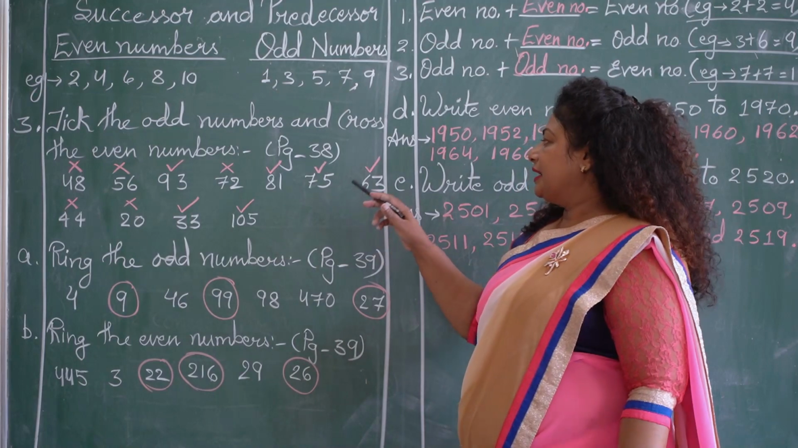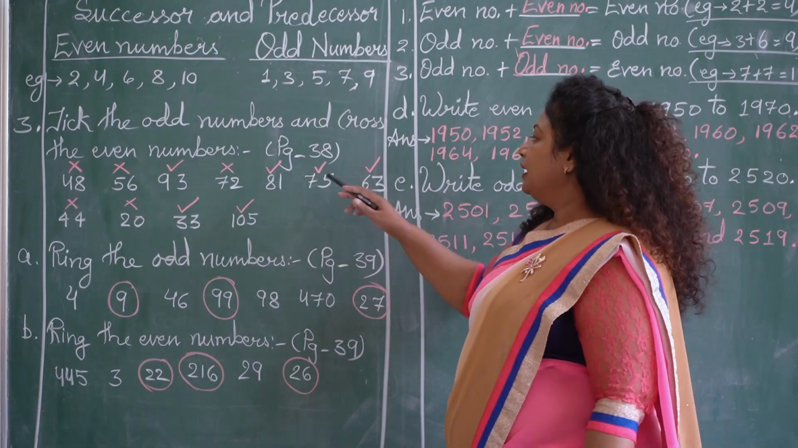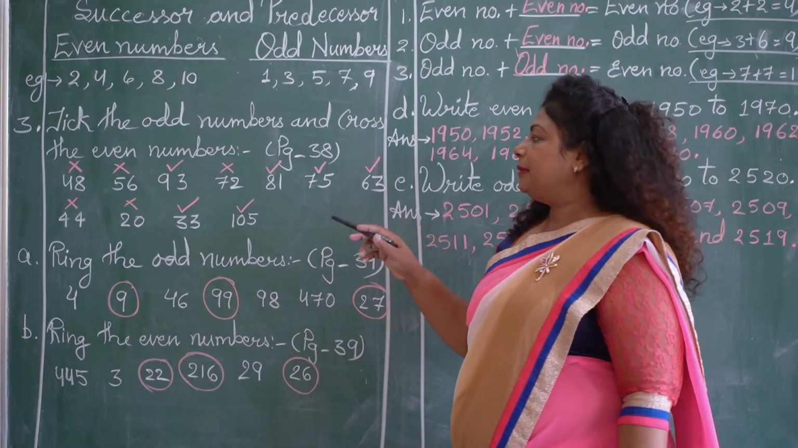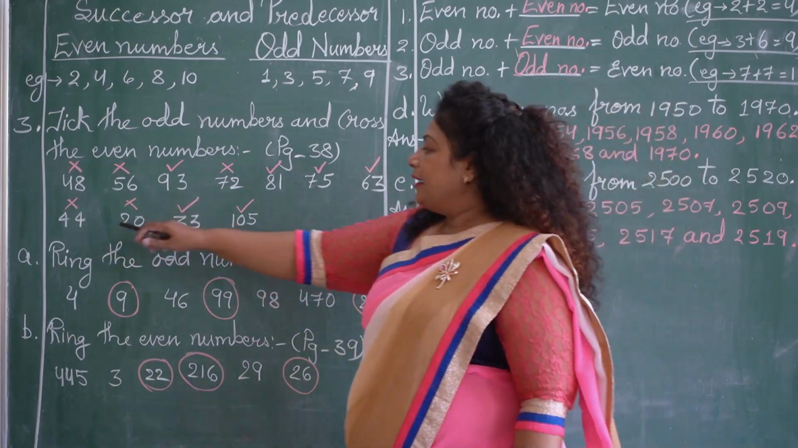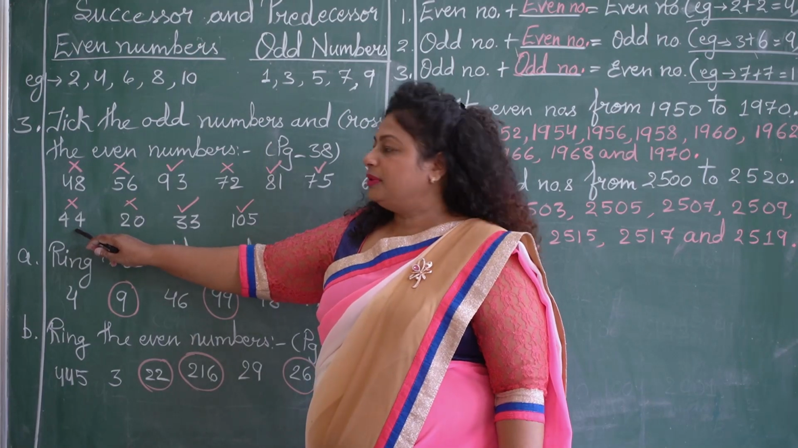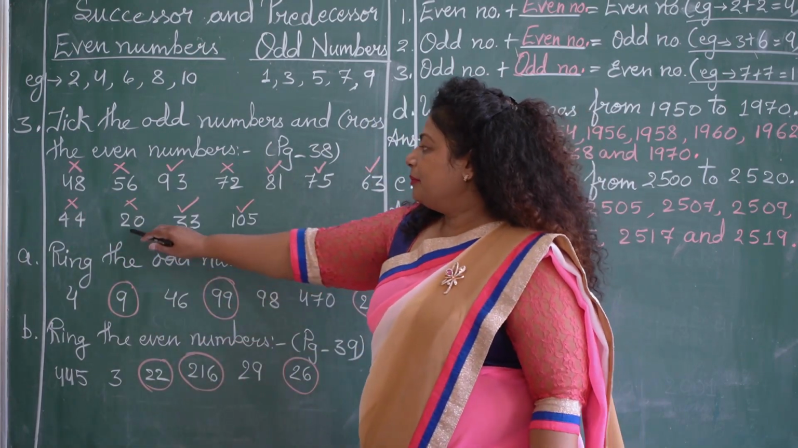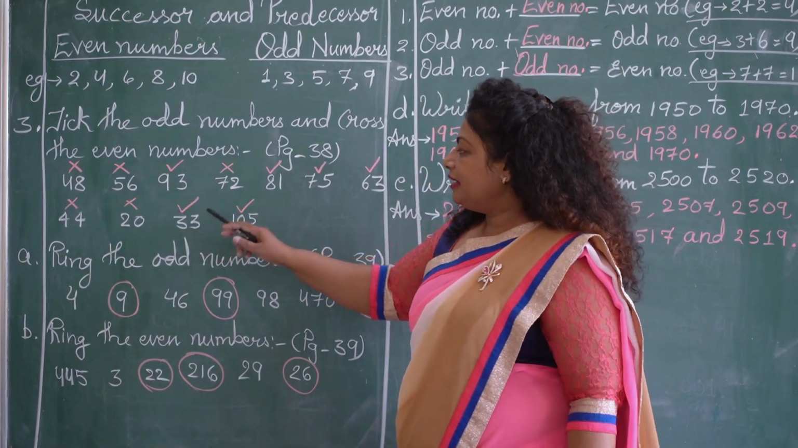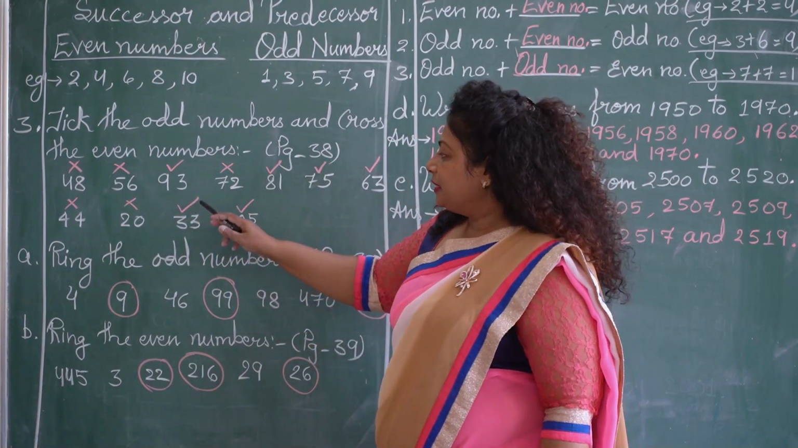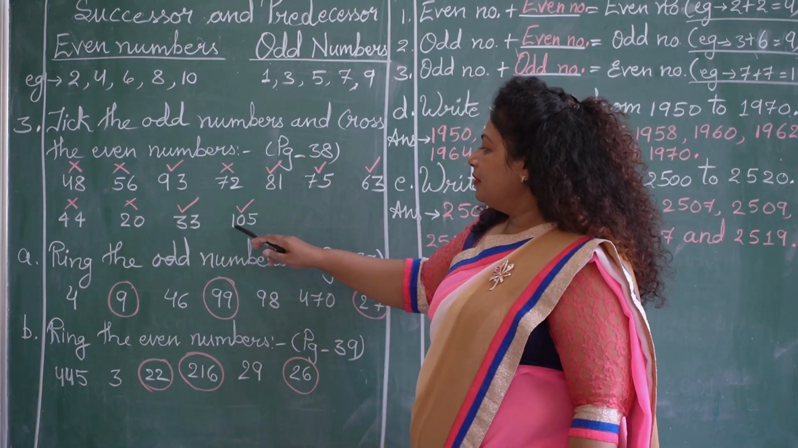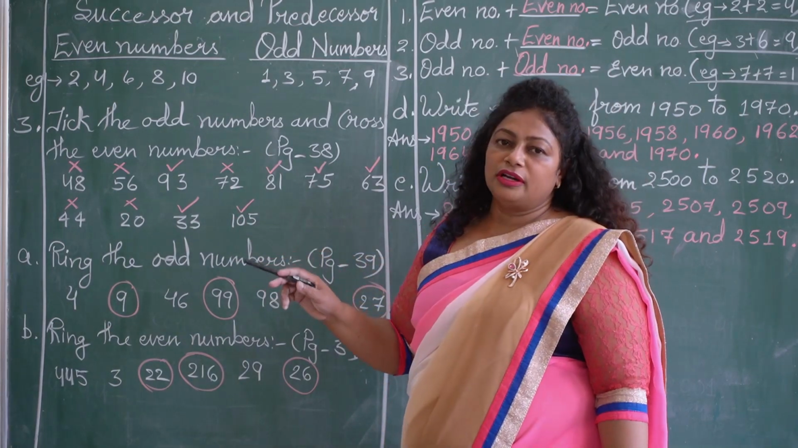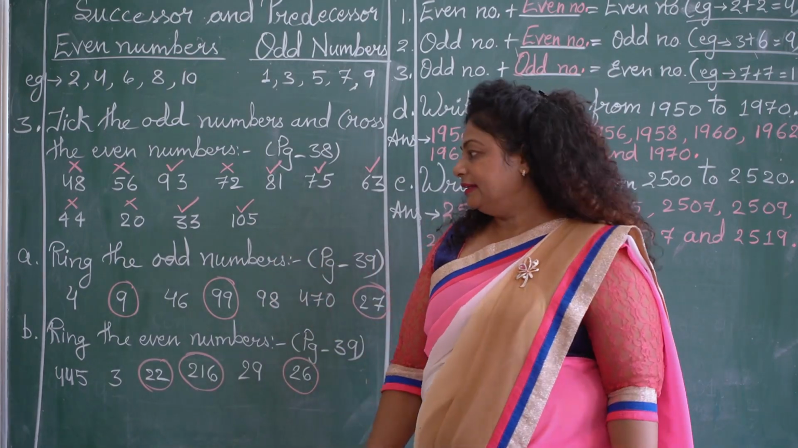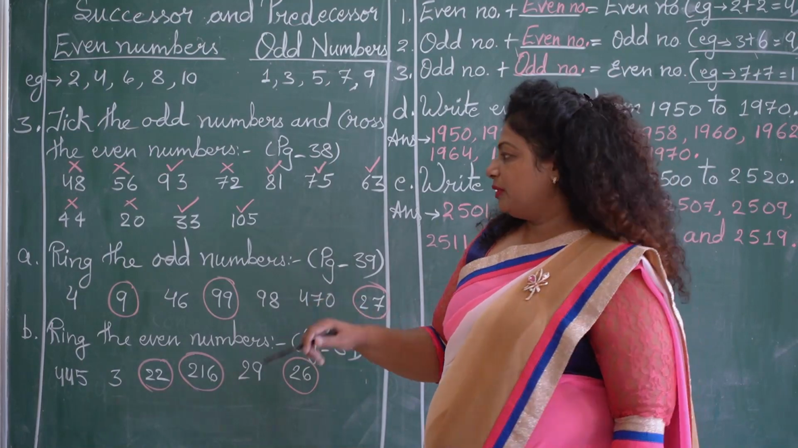Number 75 is again not divisible by 2. Let us take this number. Number 63 is again not divisible by 2. Let us take this number. Number 44 is divisible by 2. Let's cross it. Number 20 is again divisible by 2. Let's cross it. Number 33 is not divisible by 2. Let's put a tick over it. And the number 105 is also not divisible by 2. So let us put a tick over it. Is it clear? Now let's come to the next question.